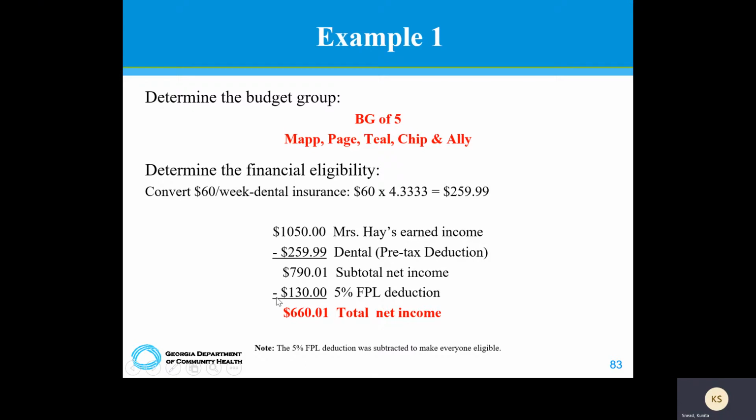So what we need to do is subtract that 5% deduction to see if they would now be eligible. So the 5% deduction for a budget group of 5 off of your income limit chart is $130. So once you subtract $130 from the subtotal net income, now their income is $660.01. Now we compare that amount to that income limit, which was $752. Now they're eligible, and they're eligible for parent caretaker because everybody met all the other eligibility criteria.